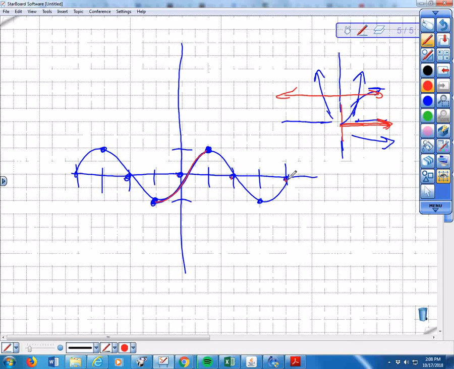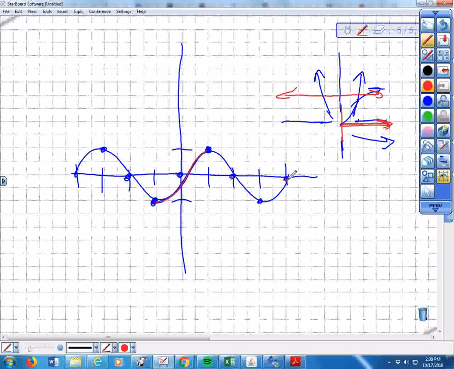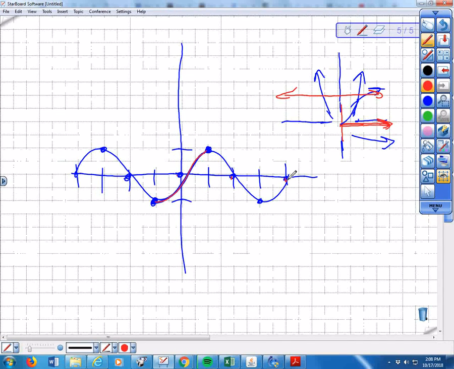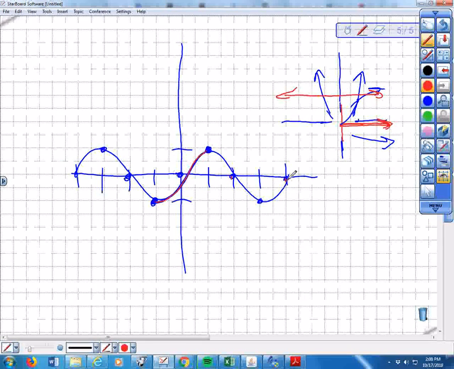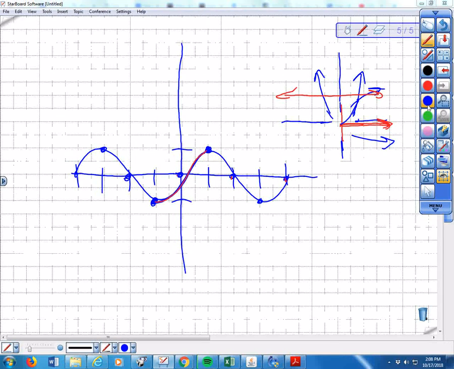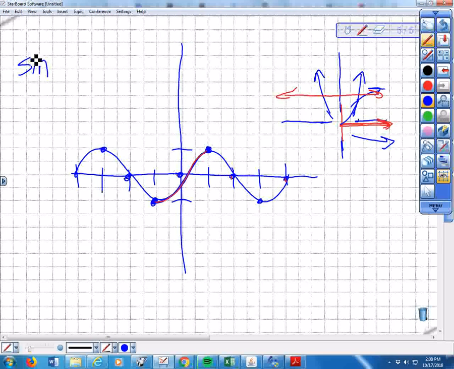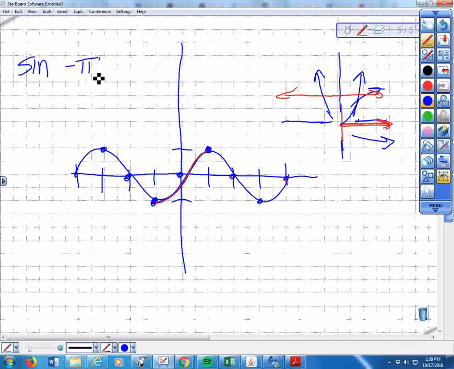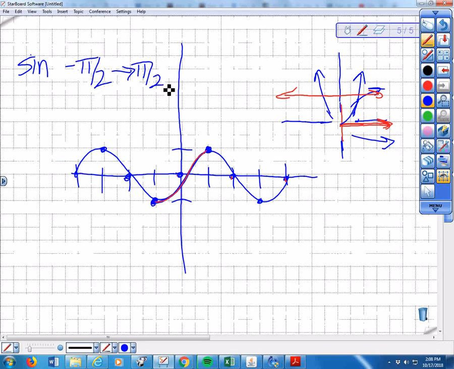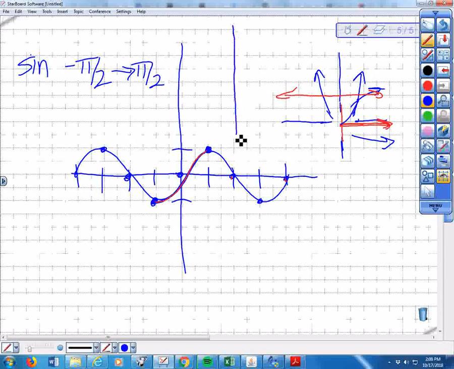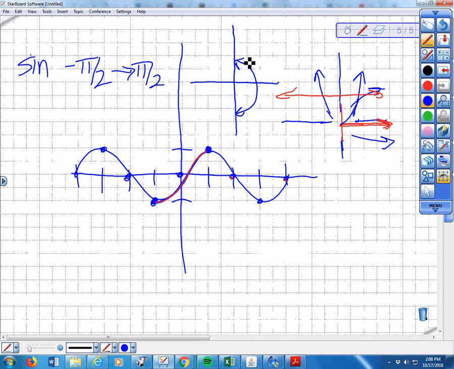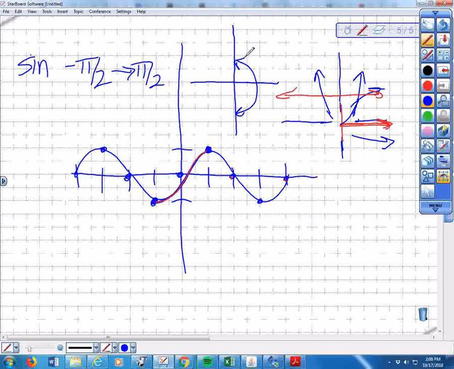You can see. So mathematicians just decided to pick the easiest domain restriction and just go from negative pi over 2 to pi over 2. Okay? So sine's domain restriction is negative pi over 2 to pi over 2. On the unit circle, that means that we're only interested in values in the first and fourth quadrant.